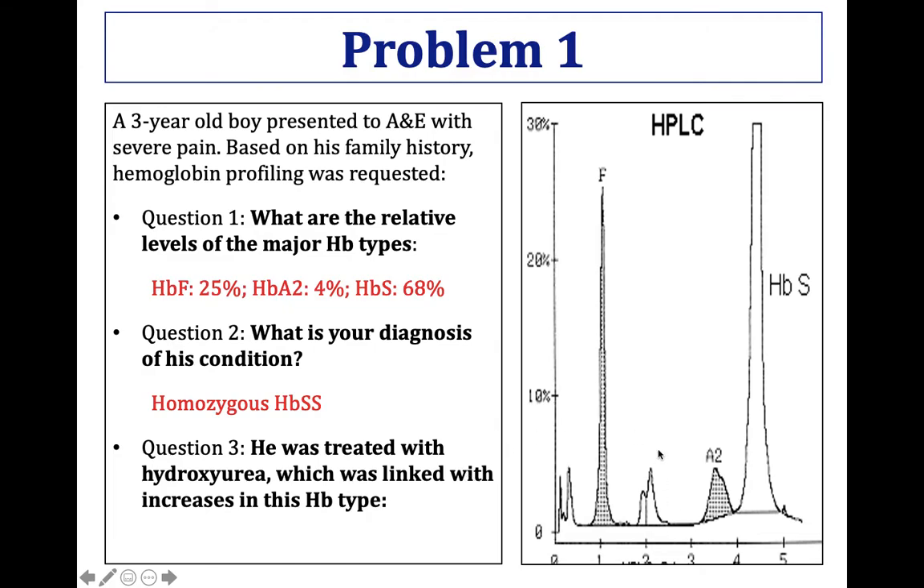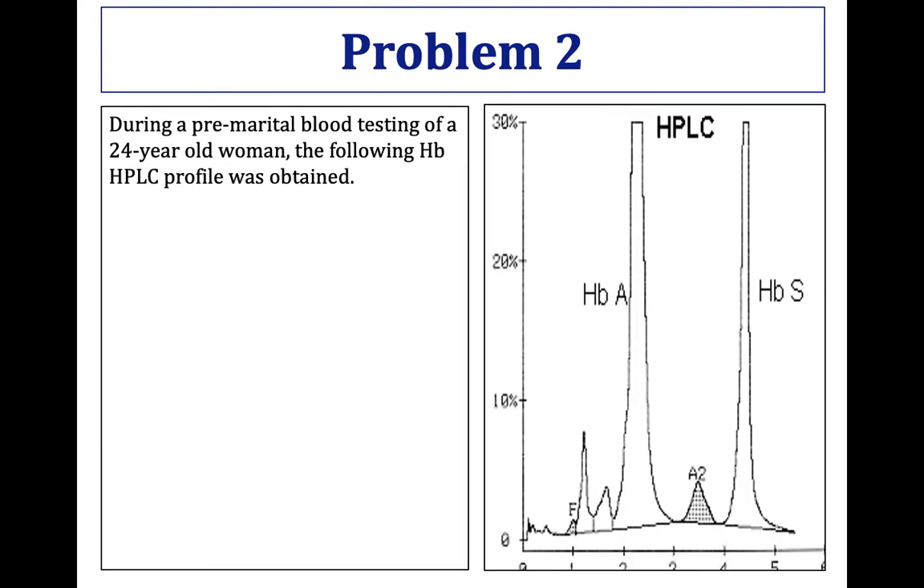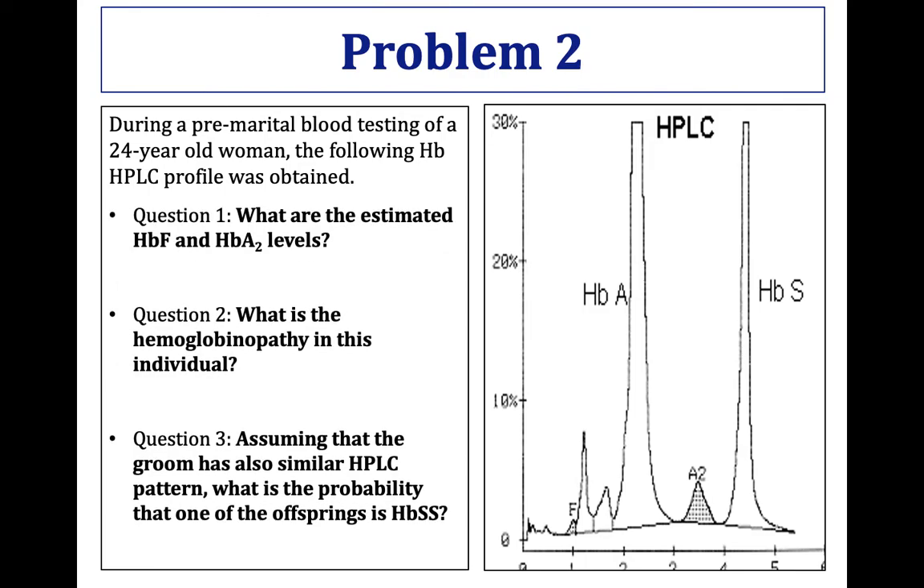Why do we use hydroxyurea for this condition? It is pharmacology, because it increases hemoglobin F. Then, during premarital blood testing of a 24-year-old woman, the following hemoglobin profile was obtained, and it's very clear what she has. What are the estimated numbers, first of all?